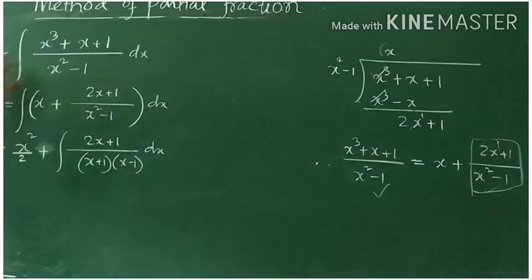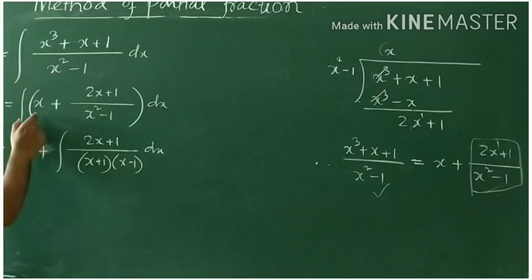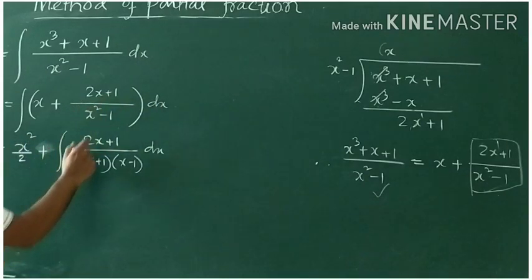Here you see I have written this integral is equal to this one, and if you separate the integral you get integration x dx is equal to x square by 2, and this is integration of twice x plus 1 divided by x plus 1 into x minus 1.